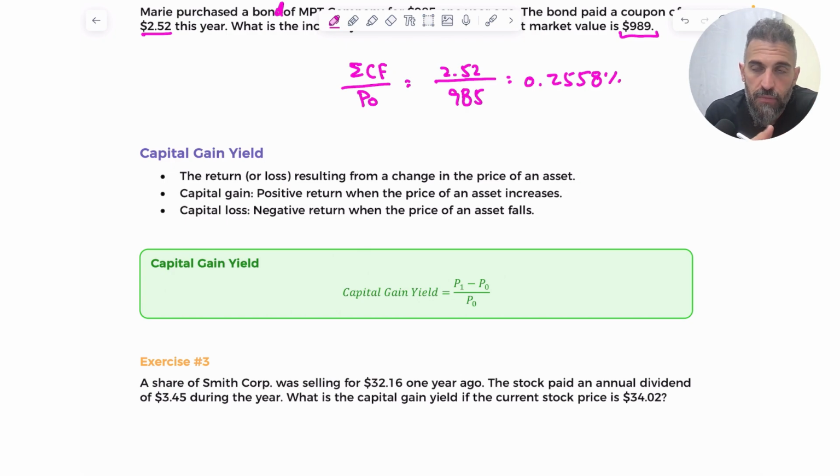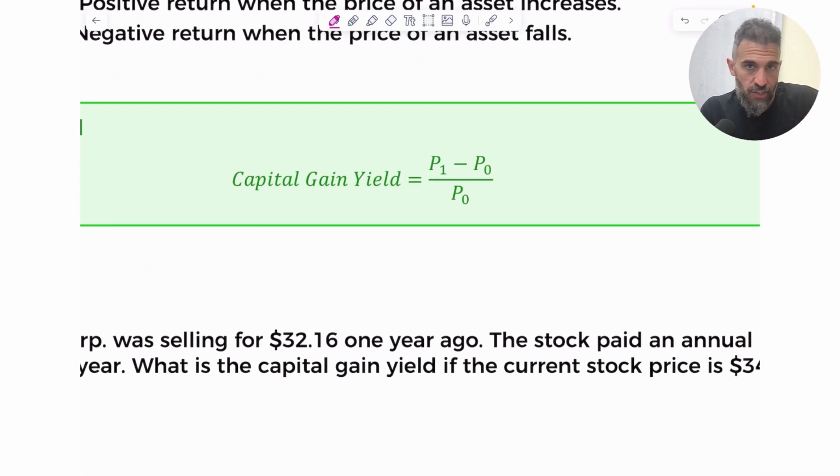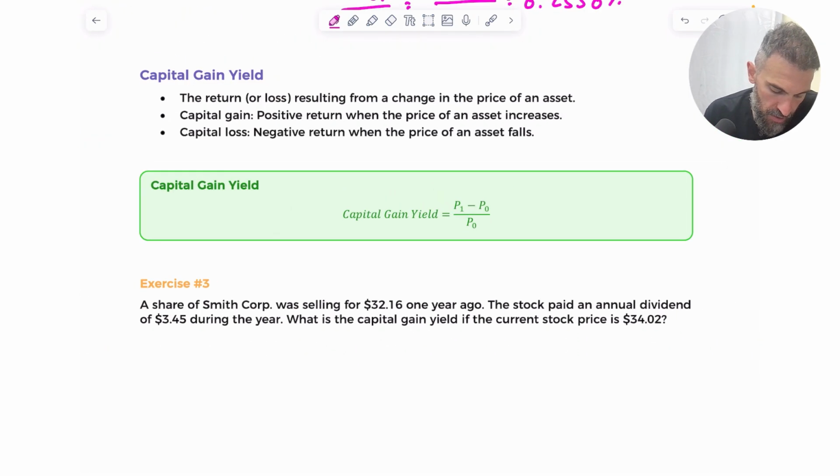Now, capital gains don't have to be positive. You can also have capital losses. So for example, if your building loses value, if you buy a stock and the stock loses value, we call that a capital loss. But we go about them pretty much the same way. You see the formula is simple. P1 minus P0 over P0. It's basically new minus old over old, but using the price of the asset. So let me show you how that works.